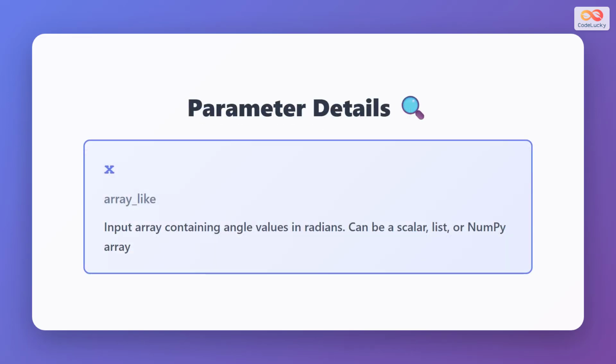The function takes one parameter called x, which is of type array_like. This means x can be a scalar value, a Python list, or a NumPy array containing angle values in radians. The function will process each element and return the corresponding tangent values.